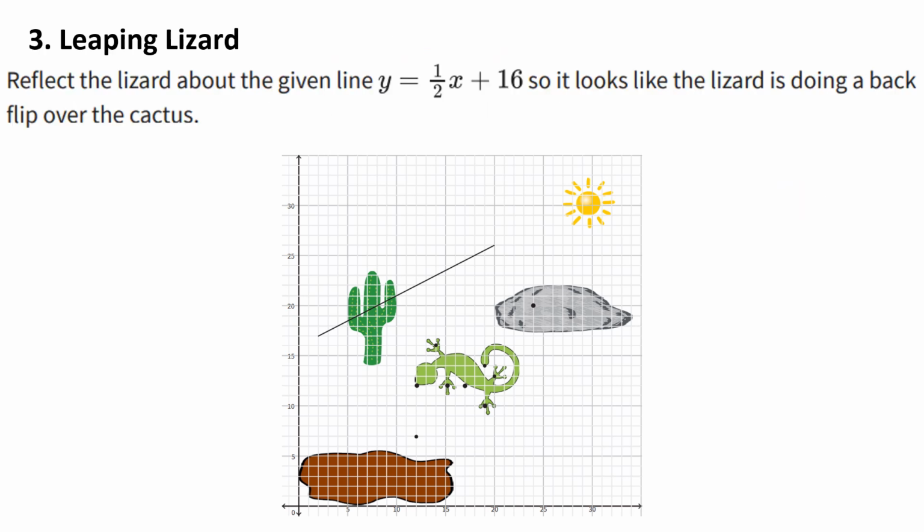Now, this lizard is going to be jumping. It's going to be leaping. Okay? So there's this line up here that goes right through the cactus. He is going to be reflected over that, so it looks like he's doing a backflip over the cactus. Okay? So go ahead, give that one a try.